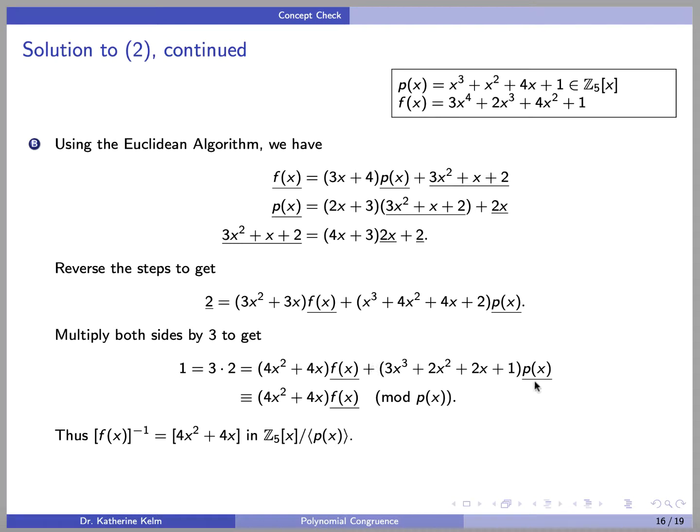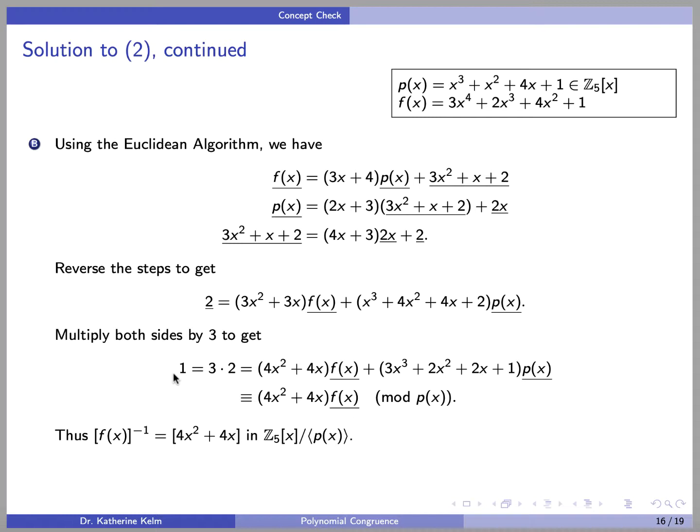This second term is congruent to 0 mod p of x. So if we take the right-hand side mod p of x, we will get 4x squared plus 4x times f of x mod p of x. So 4x squared plus 4x is a polynomial that we can multiply by f of x and get something that is congruent to 1 mod p of x. That sounds like an inverse.